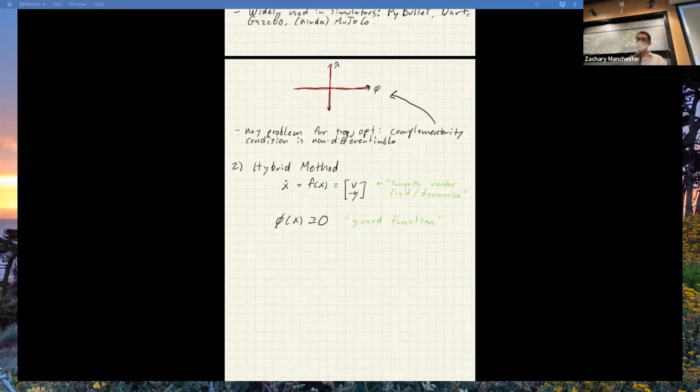And then if this guard condition is violated, basically if we take a step and we go through the floor, what you do in practice is backtrack until you hit the exact phi equals 0 condition. So here you're resolving the exact impact time, to whatever tolerance you care about. And once you've gotten exactly to the impact time, you execute this other function called the jump map. That's a function that captures whatever instantaneous, discrete, discontinuous thing is happening.